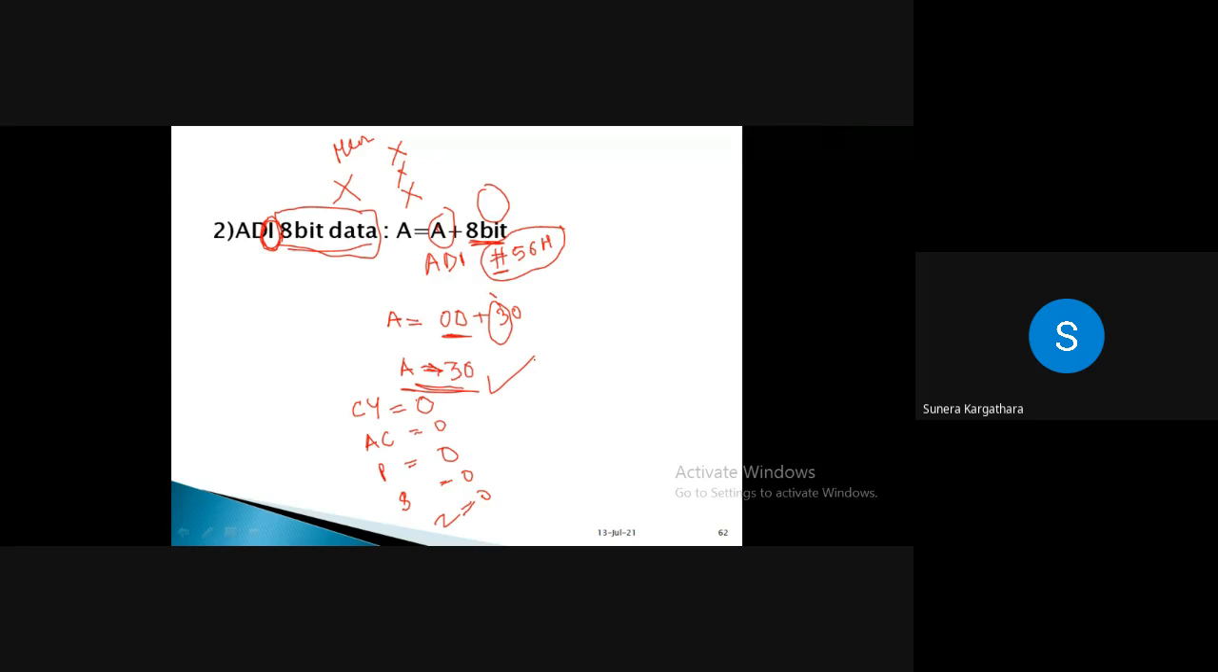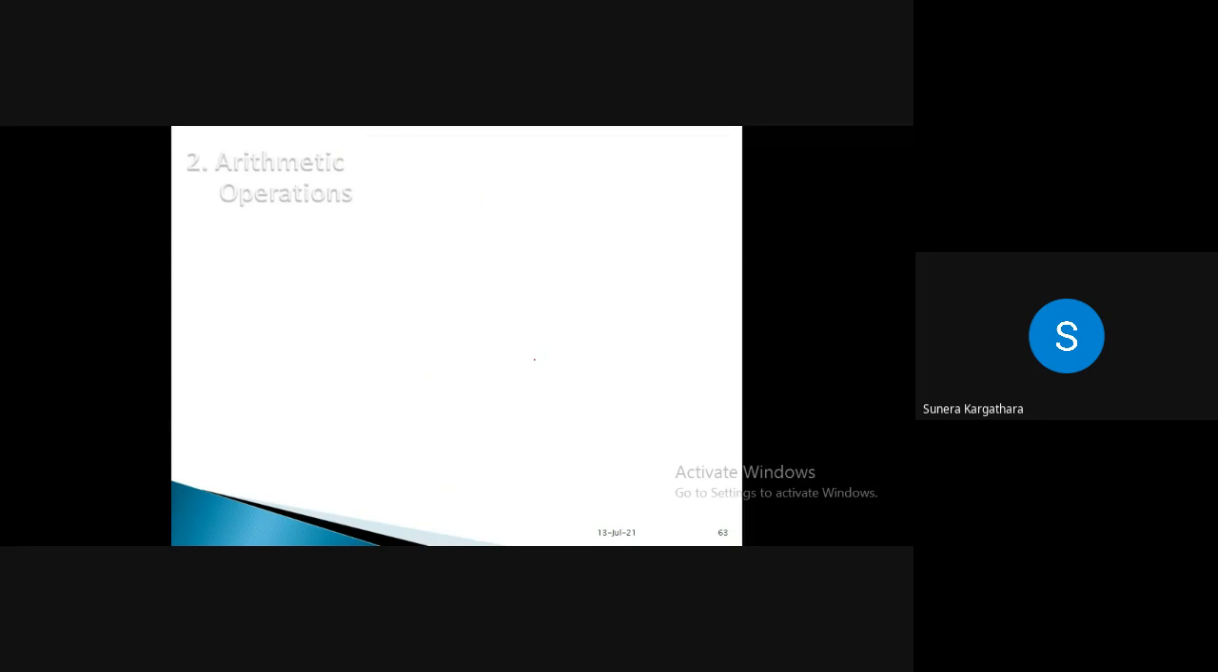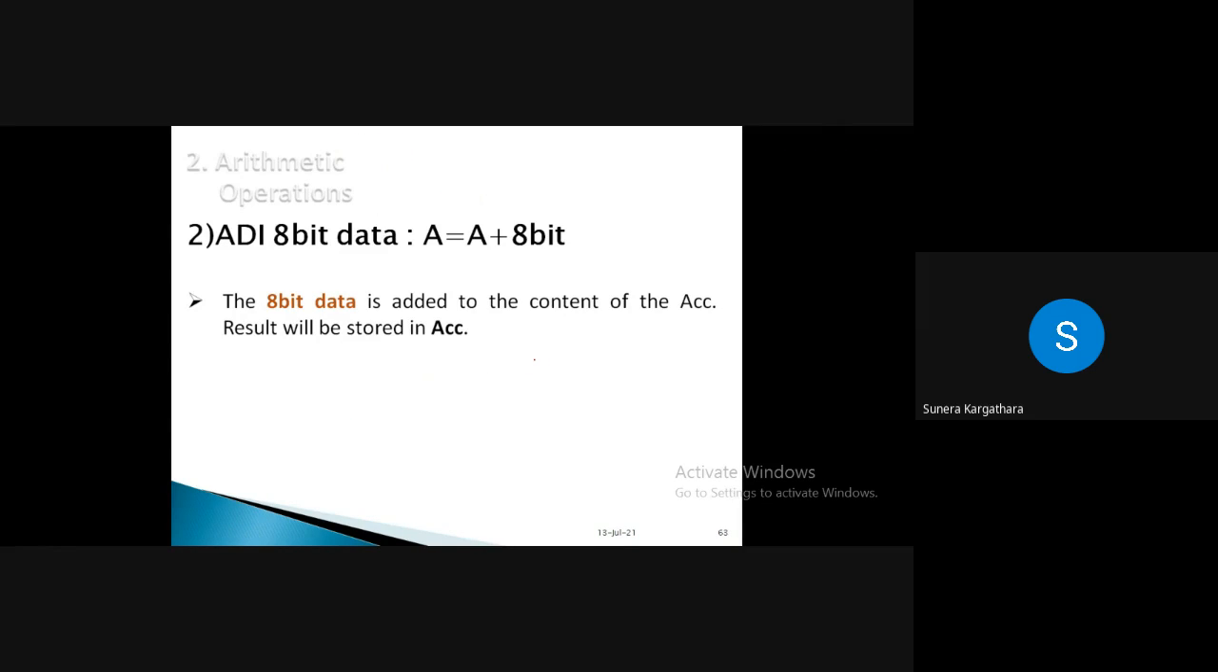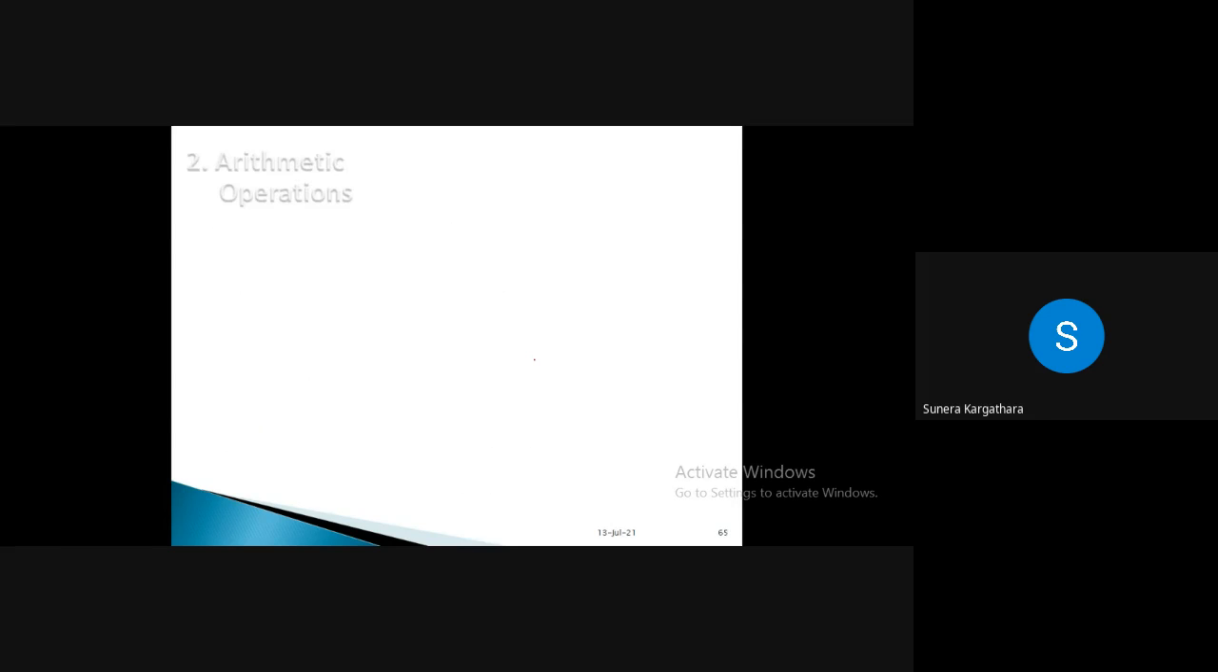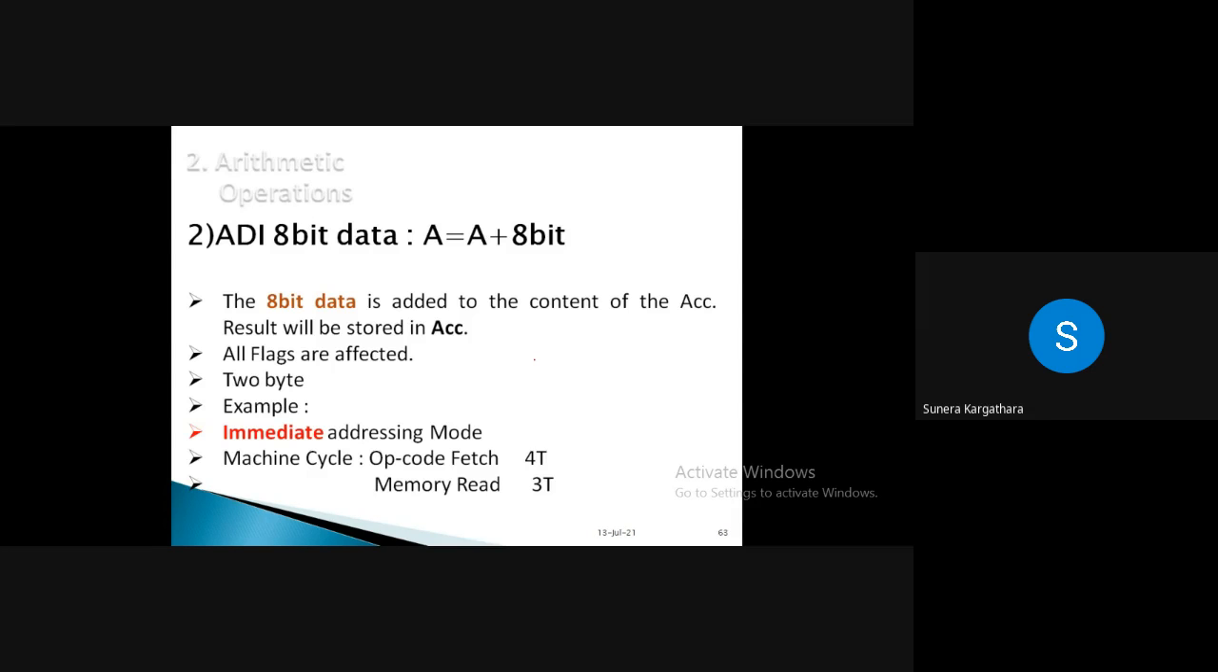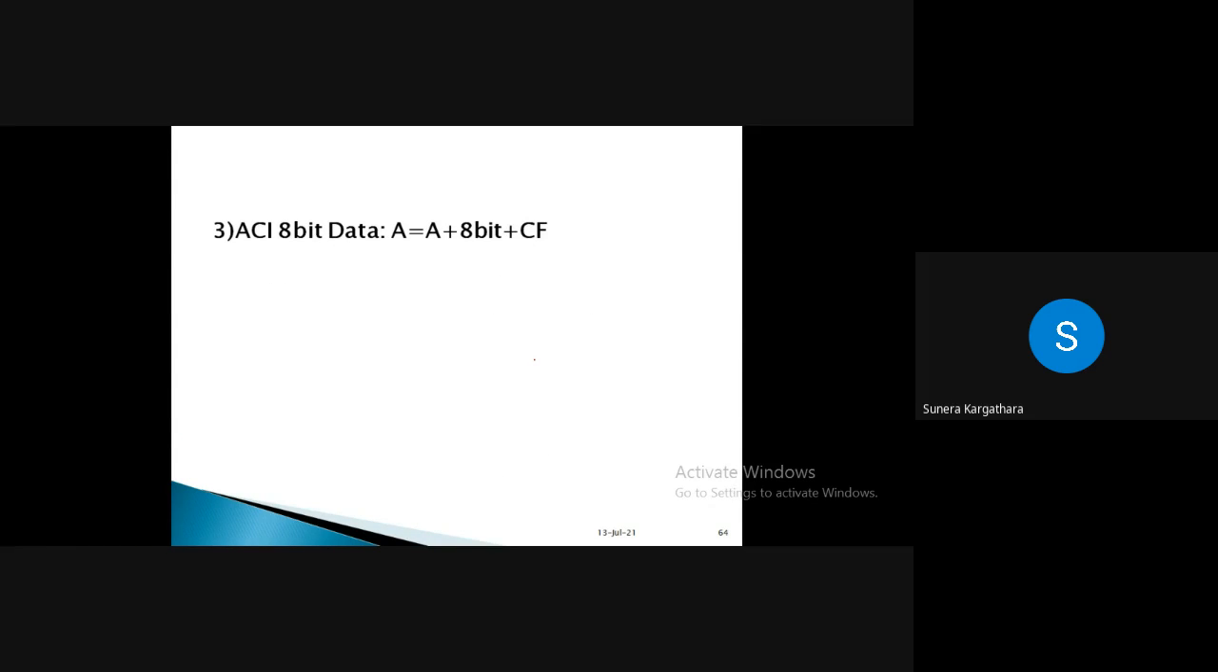Right. So students, I hope you are able to understand that ADI is used to mention your immediate data directly as an operand. So it will give us flexibility to add the content of accumulator with the immediate data. All flags can be affected. It is a 2-byte instruction, and it is using the immediate addressing mode. If we take any example of ADI, you need to check the status of your flags.